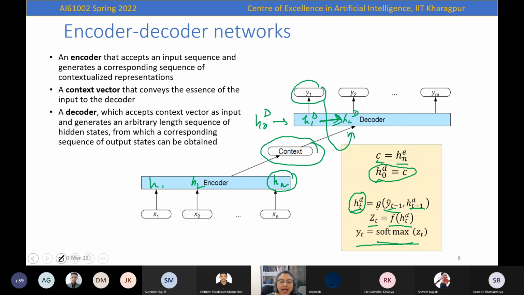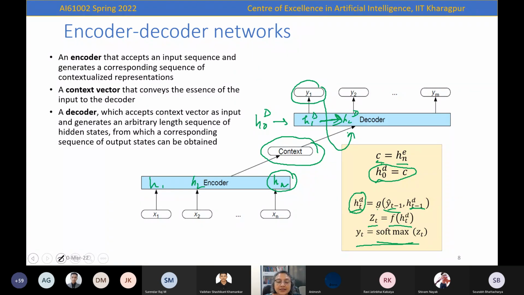Okay. And h t minus 1 captures what is there in the previous output and the input. Right? In an RNN, the current hidden state captures the essence of the previous states. Right? And the output, only the previous output is fed.